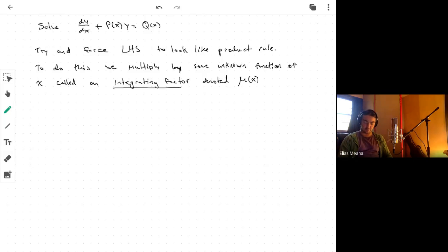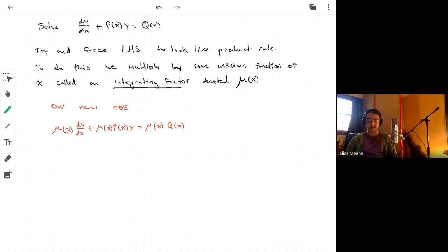I don't know if your book uses mu or if it uses f or something different. I like mu because it stands alone, right? You don't usually use mu as a function, right? So I use mu of x. So we're going to multiply our entire equation by mu of x. So our new ODE is mu of x dy dx plus mu of x p of x y equals mu of x q of x.